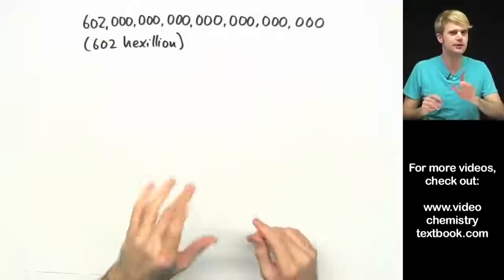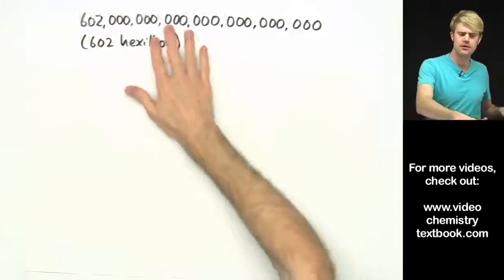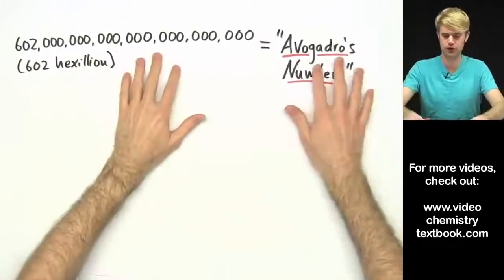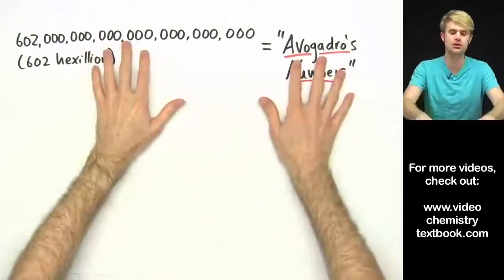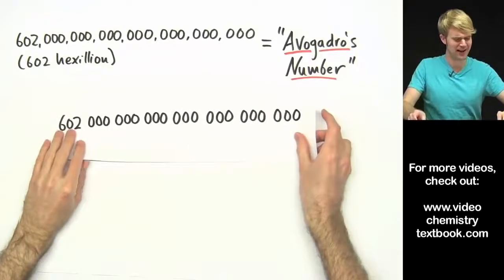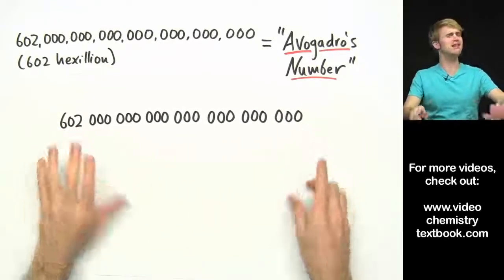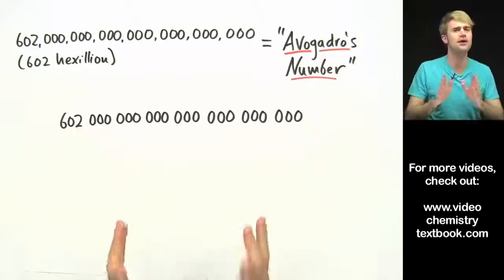Now let's talk a little bit about this actual number, 602 hexillion. This number is often referred to as Avogadro's number in honor of the Italian scientist who discovered it. But now, check this out here, right? 602 hexillion. This is a gigantic number. 602 with 21 zeros after it.